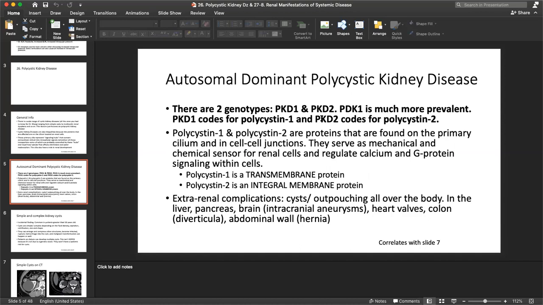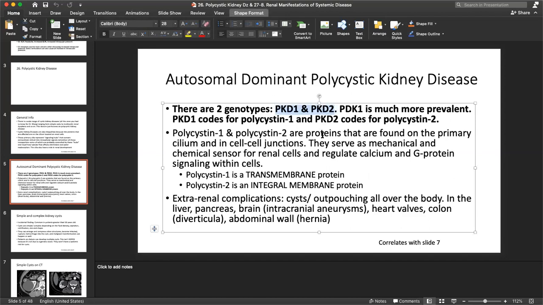Okay, so there's two genotypes, PKD1, PKD2. Don't be a Stacy and forget on the test what these stand for. So it's polycystin 1 and 2. Polycystin 1 is transmembrane and polycystin 2 is an integral membrane protein. I don't remember if that's super important, but you need to know it's polycystin and not just PKD.